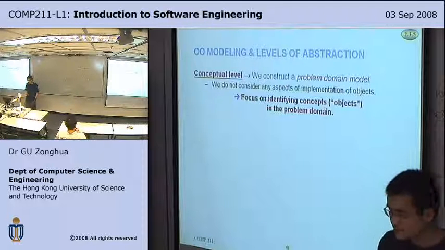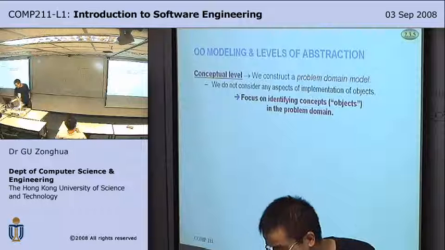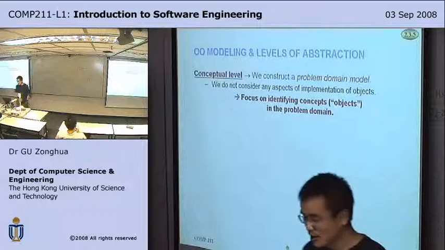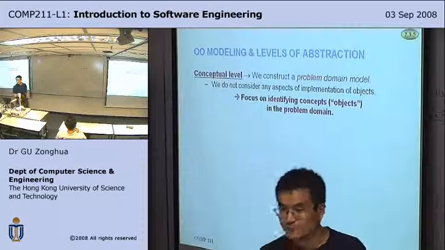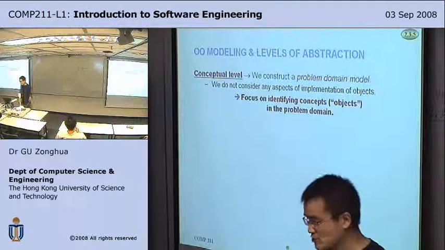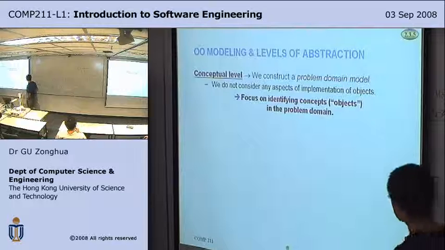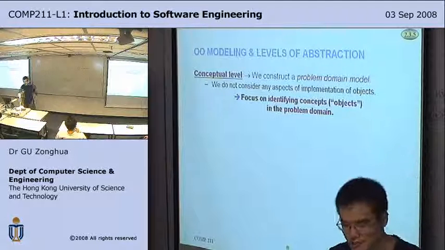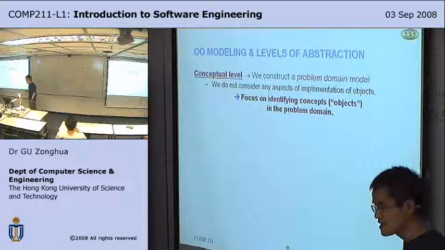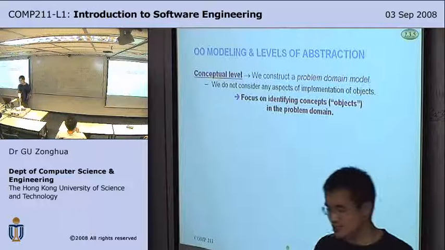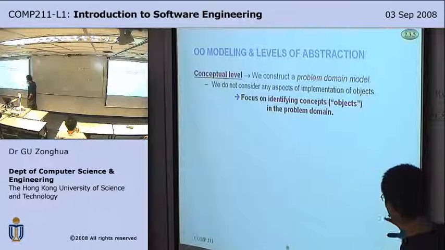So there are multiple levels of abstraction in OO modeling. Conceptual level, where we construct a problem domain model. That is also called a requirements model. This model is in the problem domain. That is, you only consider the application domain concepts. There are no software concepts, no programming concepts, computer science concepts. It's only in the problem domain.